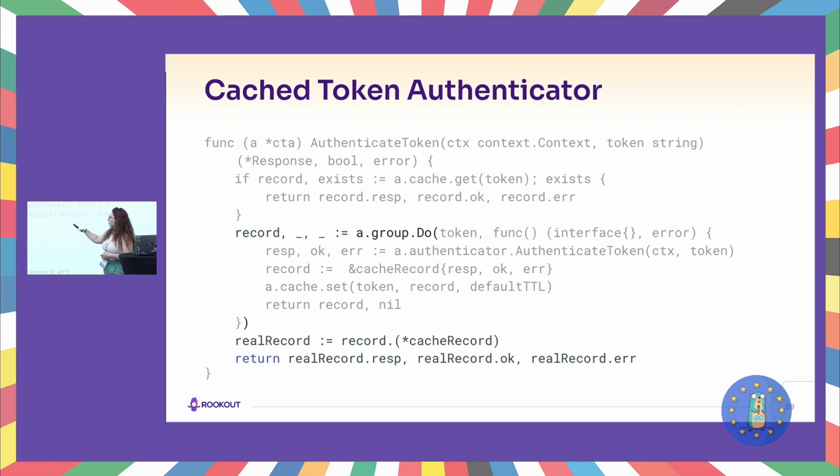Now, the do method returns an interface, so we're going to have to convert that or cast that to a cache record, because we know it's going to be a cache record. It always does the same thing. And we're going to return all 3 of the fields from the cache record.